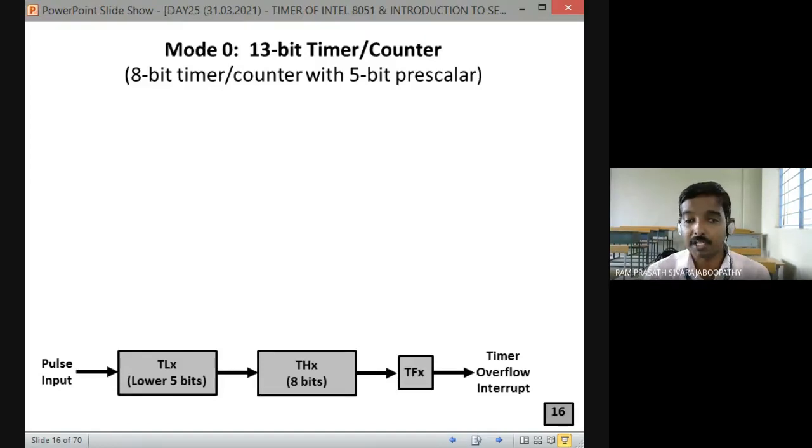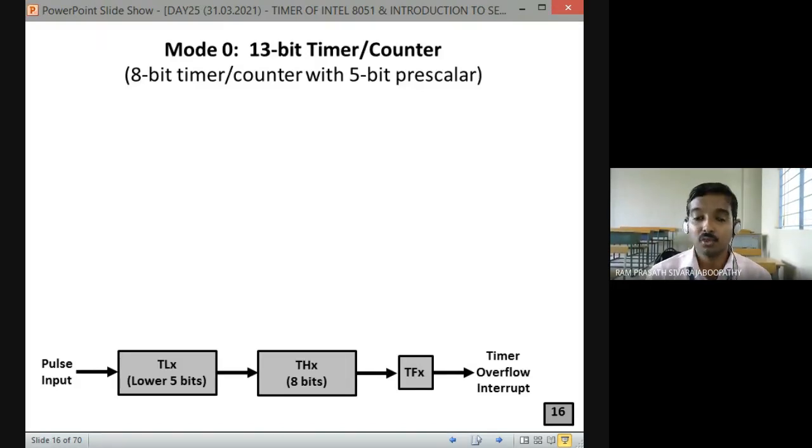I have written it in binary, and I am asking for decimal. The minimum value is 0; converted to decimal it is 0. What about the 5 ones? What value do we get in decimal? Can you type it in the chat? I think we remember binary to decimal conversion. Yes, very good Karthikeyan, Sajesh, Shivakumar. Fine, 31. So the meaning is: minimum count value is 0, maximum count value is 31.